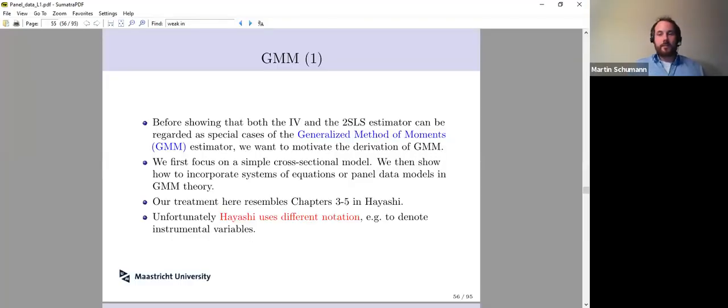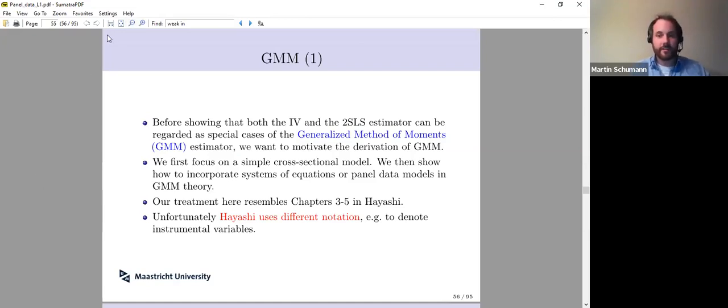Anyway, so let's go to the lecture material, GMM. Again, before we show that IV and 2SLS are special cases of GMM, we want to show why GMM is so nice. So we focus on a very simple cross-section, and then once we understand the mechanics of GMM, we show how to apply GMM in panel data models.